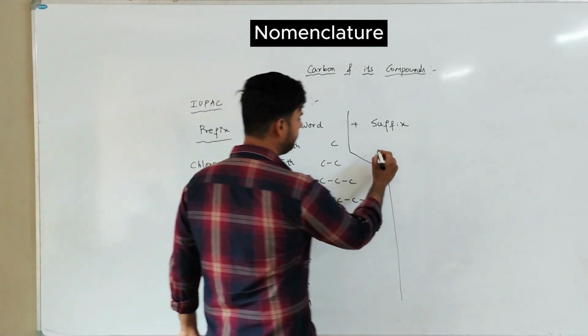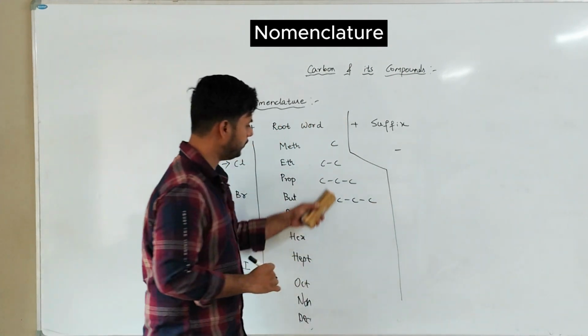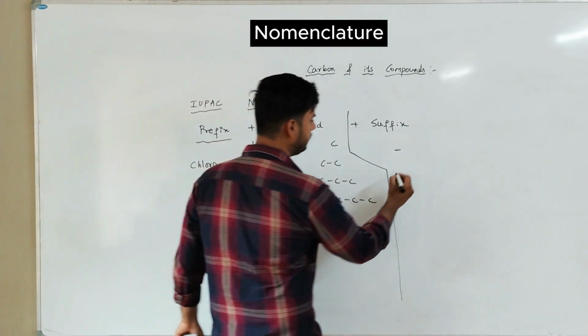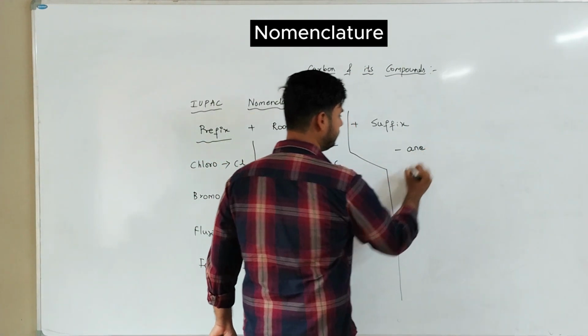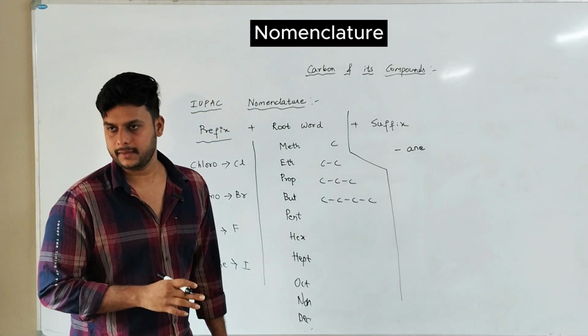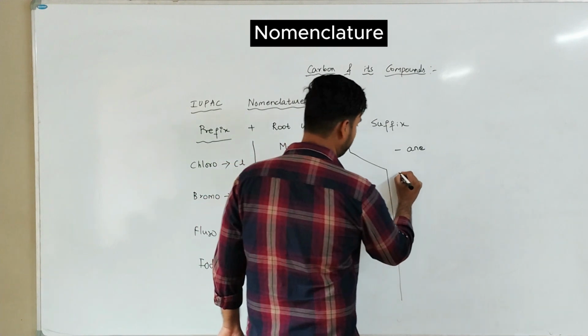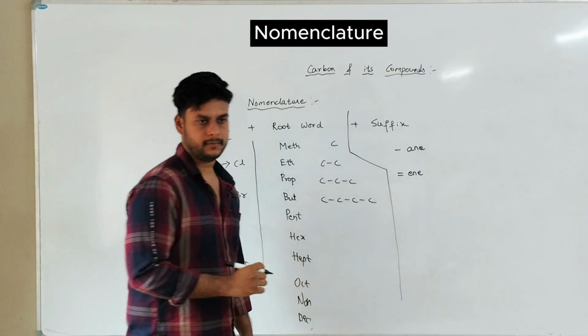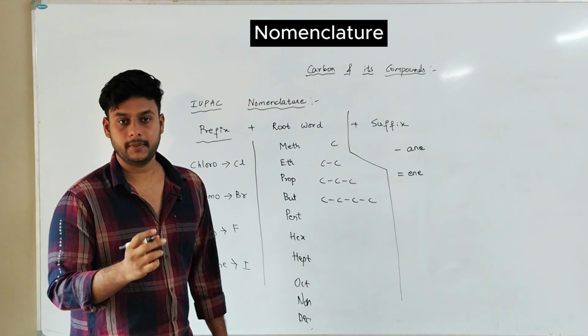Next, in suffix, if I have a single bond, so these are all which type of bonds here? Single bond. If I have a single bond, it's called ANE. Very easy. If you spot a single bond, it's called ANE. If you spot a double bond between carbon atoms, it's called ENE.